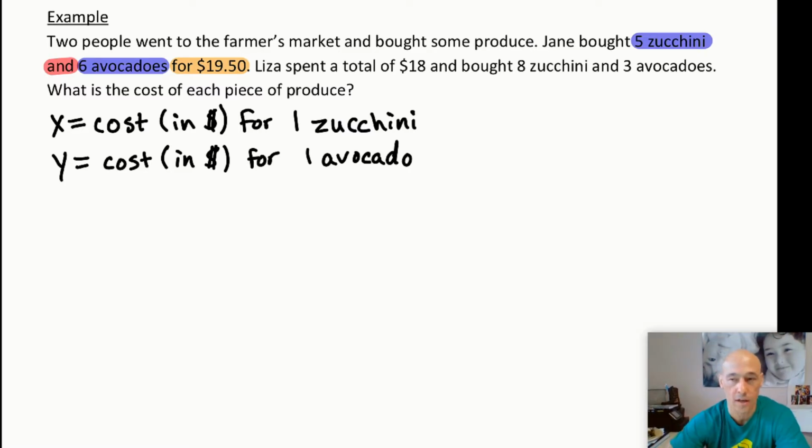She spent a total of $19.50. Liza spent a total of $18. So that's equals, total is equals $18. And bought 8 zucchini. And again, there's the and that's addition, 3 avocados. And then what is the cost of each piece of produce?